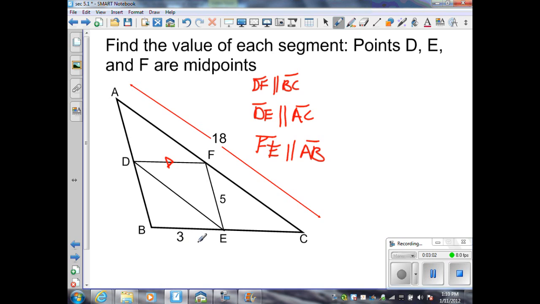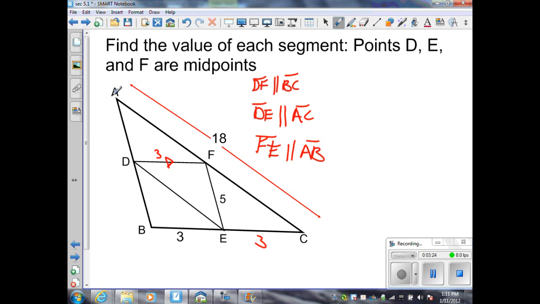Well, let's start at the base. I know E is a midpoint. Therefore, if BE is 3, that makes EC 3. I also know that BC must equal 6. And I know that DF is half of BC. Therefore, that is 3. Or in other words, each one of these segments must equal 3.